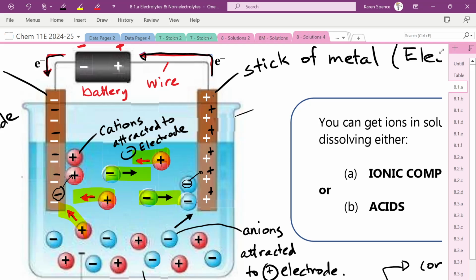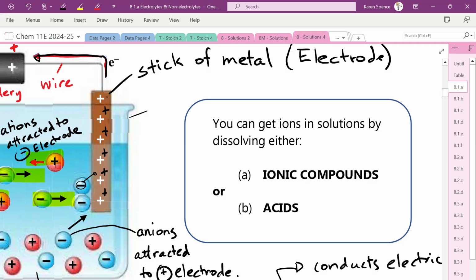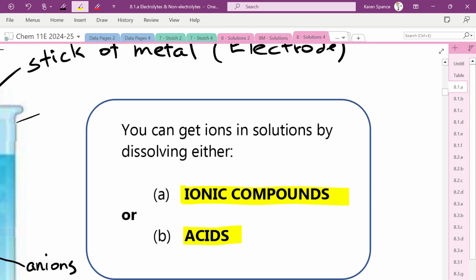You either have to dissolve, yes? An ionic compound, and the other one that gives you ions is? Acids. Do you remember how to tell if you have an ionic compound? What does it begin with? A metal, or the polyatomic cation? Ammonium. Okay, so you know you can get an electrolytic solution if it starts with a metal or with ammonium. You can also get it if you have an acid. How do you know you have an acid?